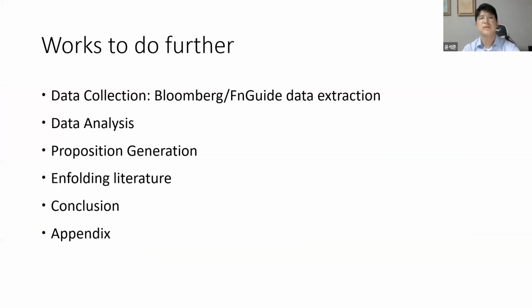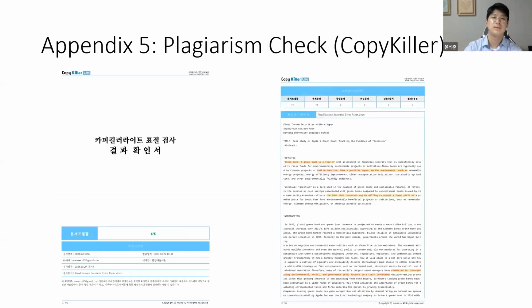So what I can do further is collecting the data from Bloomberg and FN Guide. As I learned how to use Bloomberg a few weeks ago, the only thing I have to do is to extract the data and then analyze it as the previous literature has done, comparing the conventional and green bond, comparing the spread and the price, and analyzing the data. This will also lead to the proposition generation and forwarding the literature, making a conclusion to this paper. And also I have to write a detailed appendix about it.